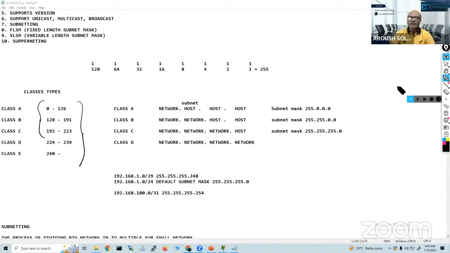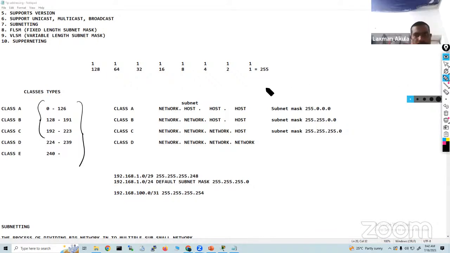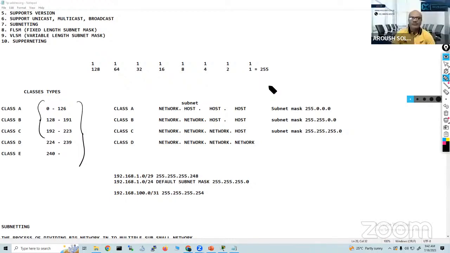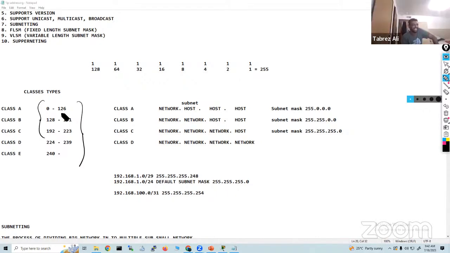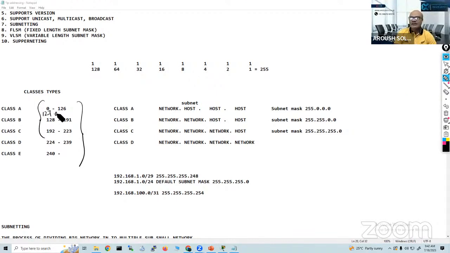Tabrez, I told you about it. 127. Yes, perfect. Perfect, Lakshman. See, look at Lakshman, he's telling a perfect answer, right? Can you see? So 127 is missing right here.